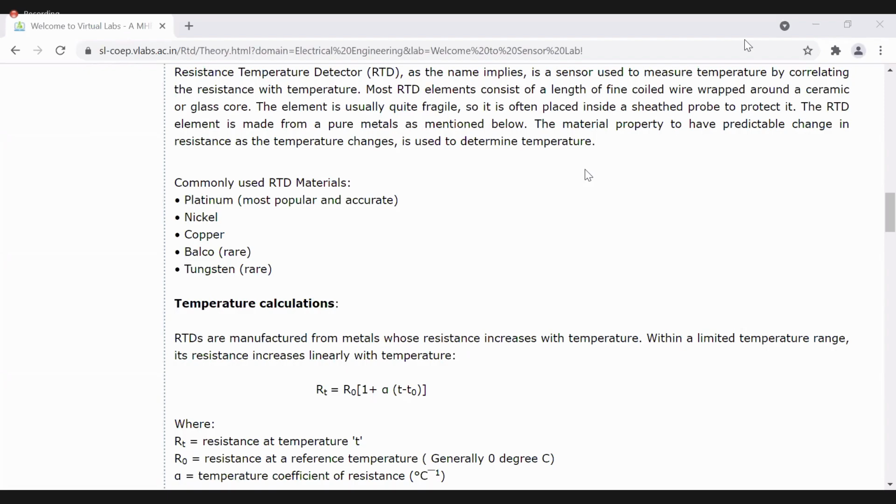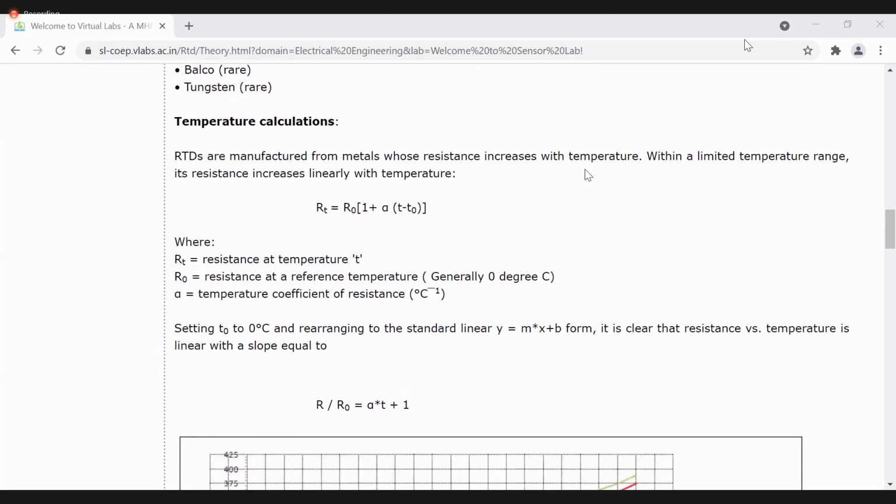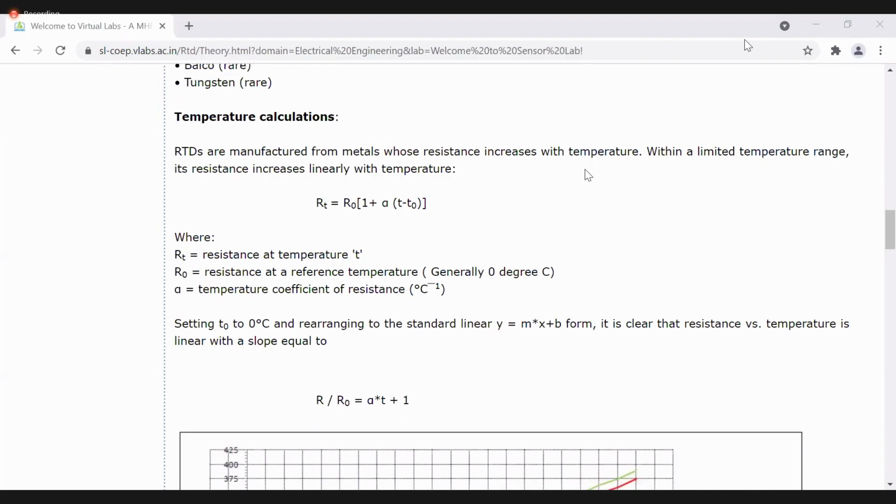What is capital R with suffix T? I think resistance of temperature. Okay, I have shared the screen. By seeing this, you can tell. Yes, sir. Resistance of temperature. Resistance at temperature T. Right.